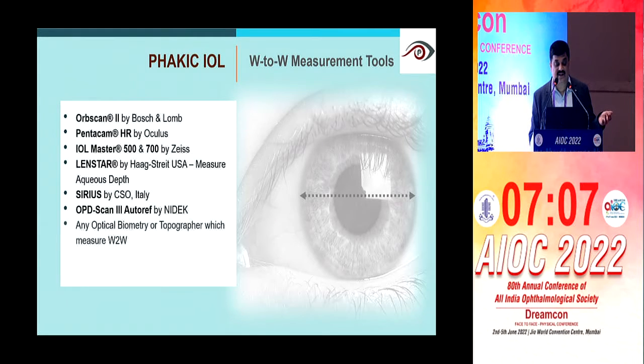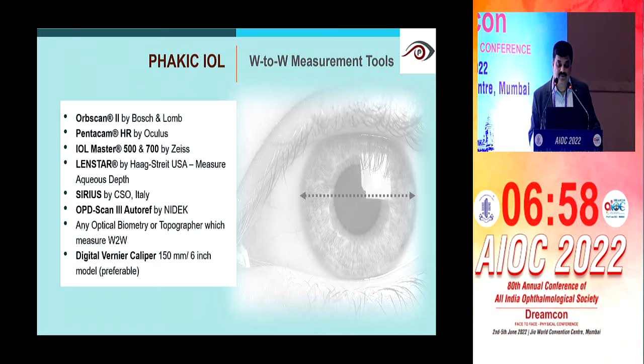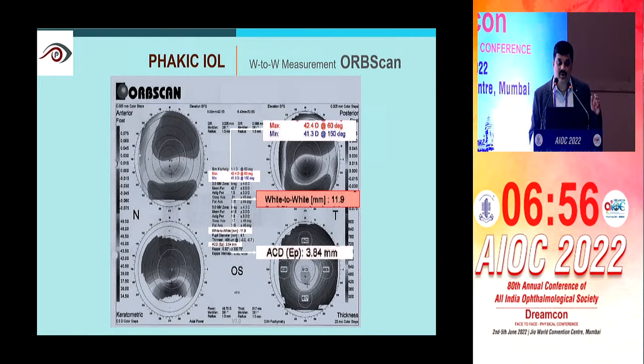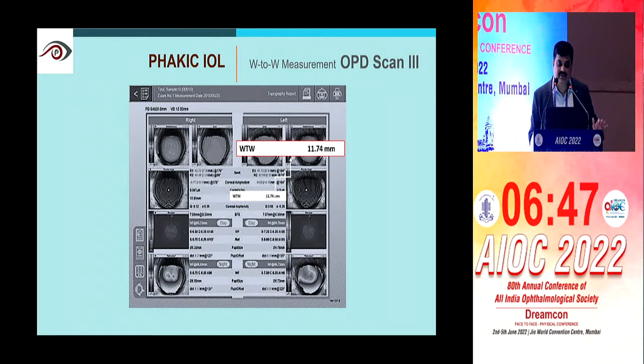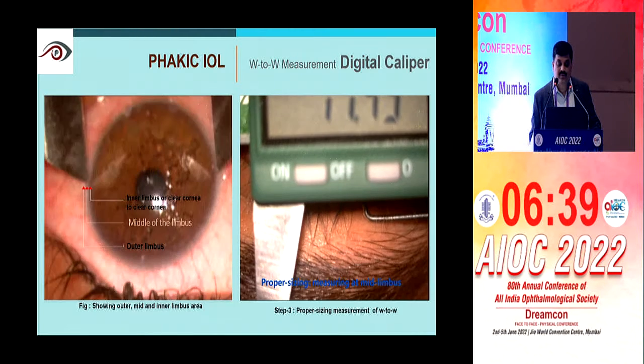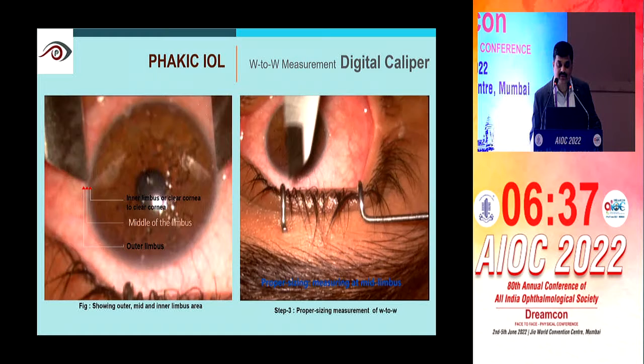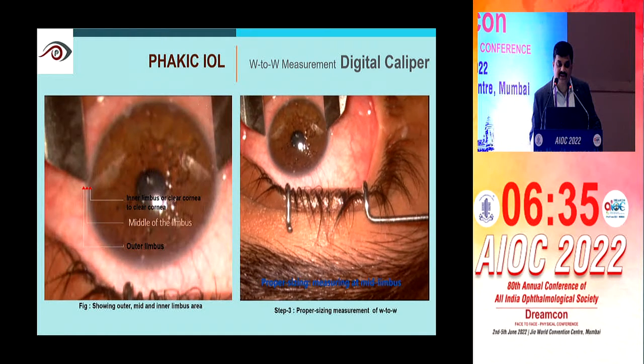LENSTAR, Sirius, OPD-Scan by NIDEK, also optical biometry, but most of us depend upon digital calipers. See, this is how AS-OCT gives it. Those who are well versed with AS-OCT can first do the AS-OCT and write down the reading. If you have IOL Master 500 or 700, it also gives the white to white. OPD-Scan also gives quite accurate white to white. But it is very important to show how you do it with the digital calipers.